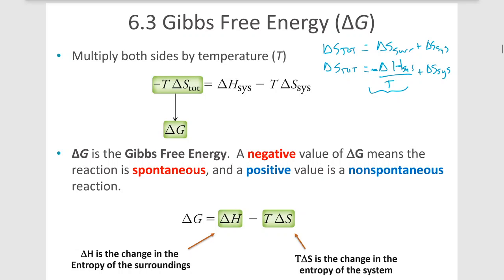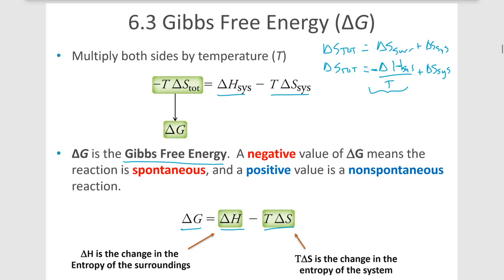And we saw that we have this definition here. So if we rearrange this equation, we get negative T times delta S total is equal to delta H for the system minus T delta S for the system. So we can also look up that delta G is equal to negative T delta S total, okay? And so we can replace that with delta G, and that gives us a new equation with everything in terms of the system itself. So delta G is equal to delta H minus T delta S. And delta G is defined as Gibbs free energy.